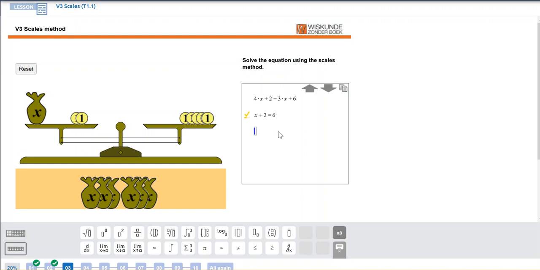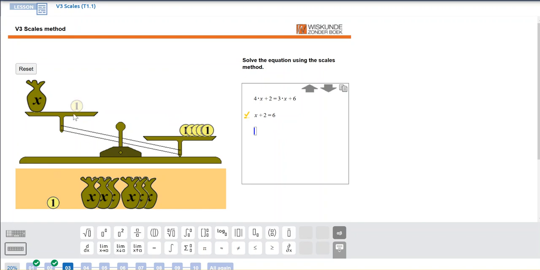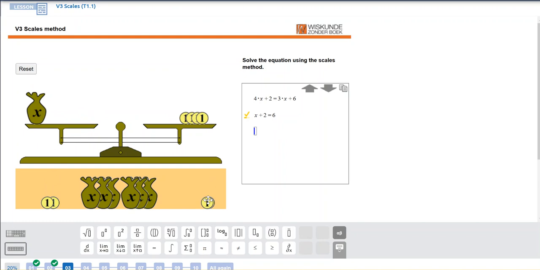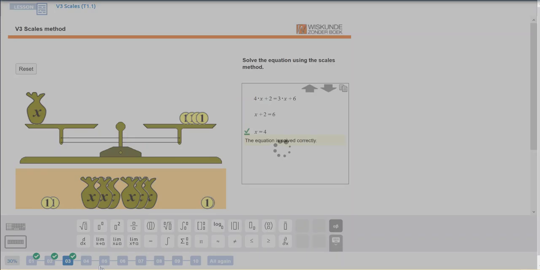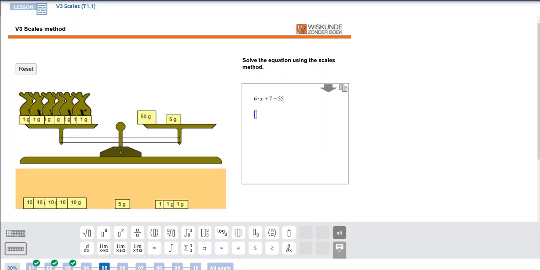And now to figure out what x is, we can take away these 2 loose marbles here and take away 2 loose marbles there as well. The scale is back in balance, so x has to be 4. There we go. Let's move on to number 5, because something interesting happens here.